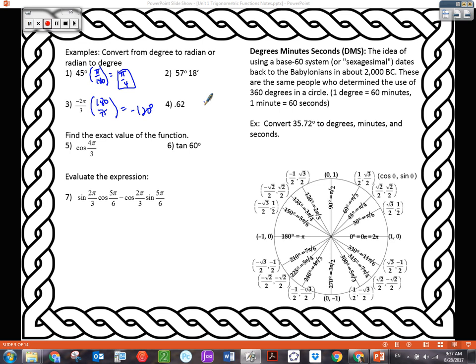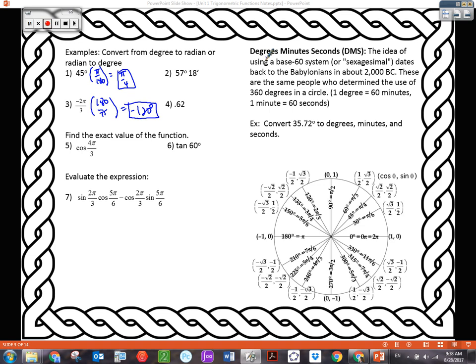Okay, so those are just standard regular ones. Now let's look at number 2. Number 2 is written in degrees and minutes. We will be working with degrees, minutes, and seconds. I think that's important. It's been around for a really, really long time.